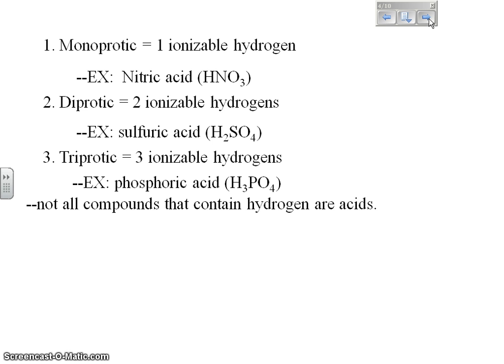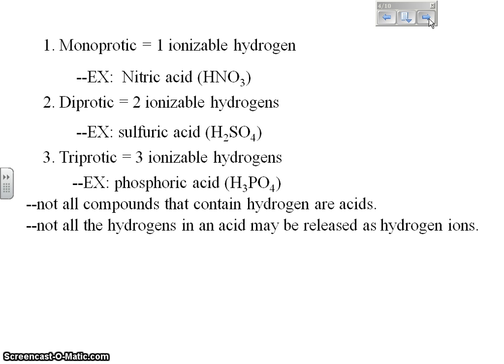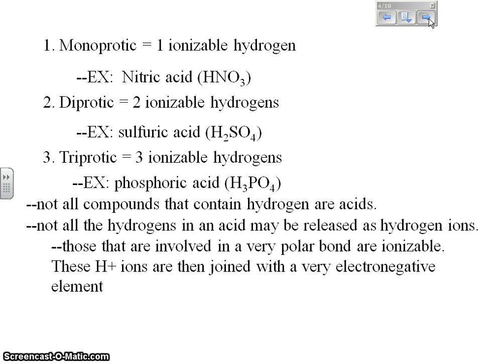Just like I said earlier, not all compounds that contain hydrogens are acids, so you've got to keep that in mind. And not all hydrogens in an acid may be released as hydrogen ions. Okay, so if it has that many, it doesn't mean all of them are going to be released as hydrogen ions. What determines that? Whether they are in a very polar bond. These hydrogen ions are joined with a very electronegative element. So if they are involved in a polar bond, they are ionizable. If they're not, then they're not going to be released as hydrogen ions.